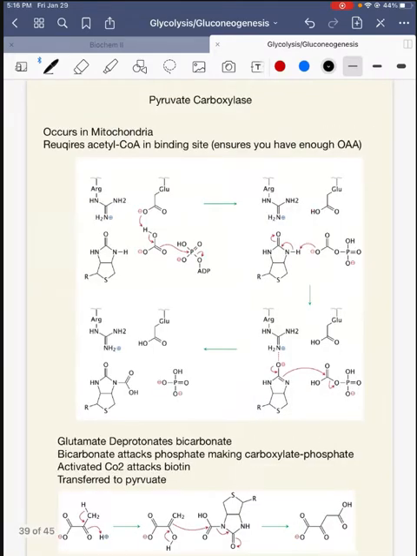Okay, so I talked about this last time, but I'll go over it briefly. Basically, just how pyruvate carboxylase works. We have an arginine residue in the enzyme, and we have a glutamate. This glutamate deprotonates bicarbonate, so this is bicarbonate.